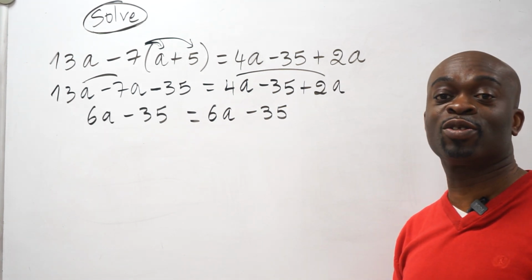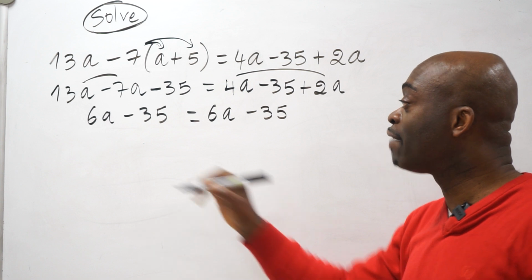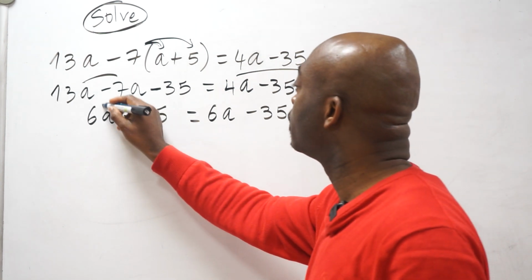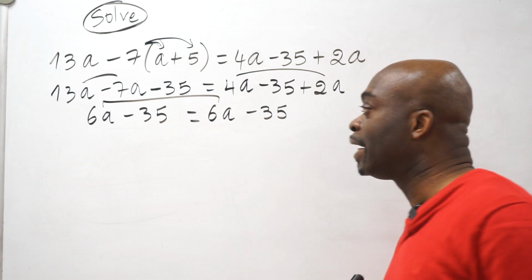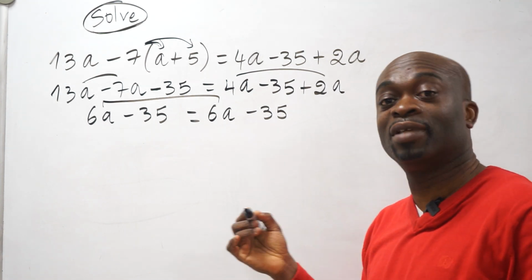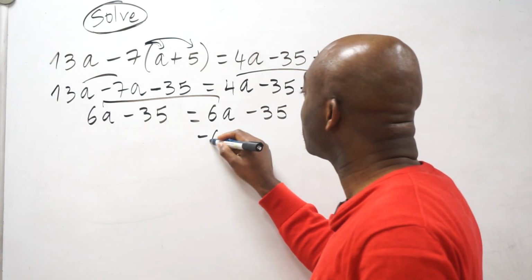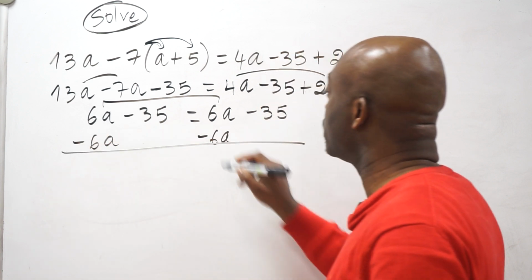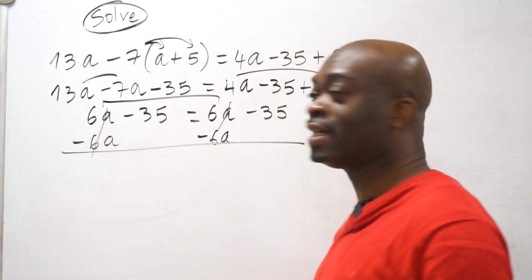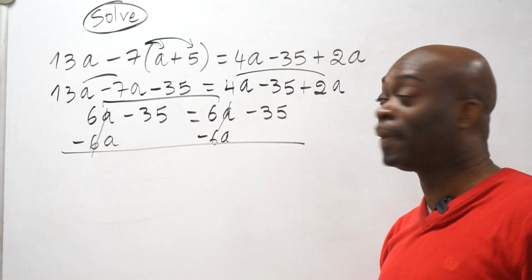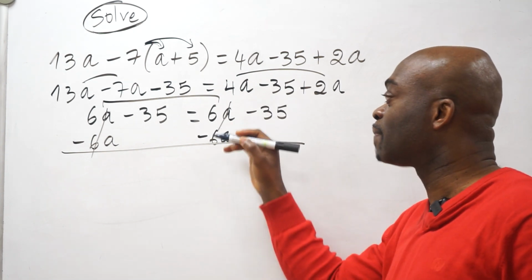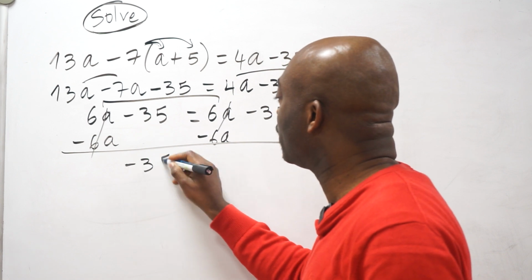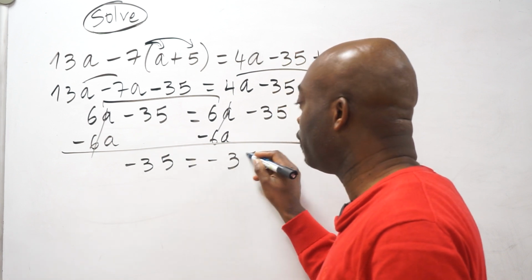Now we got to continue to combine like terms on the side. So if we have 6a and 6a here, we got to combine them together, right? So that's the next move. And our next move, so that means we got to do what? The opposite. So negative 6a, negative 6a. This one is out. And then this one also happens to be out because 6a minus 6a is 0, 0, right? And then we have negative 35 equals to negative 35.